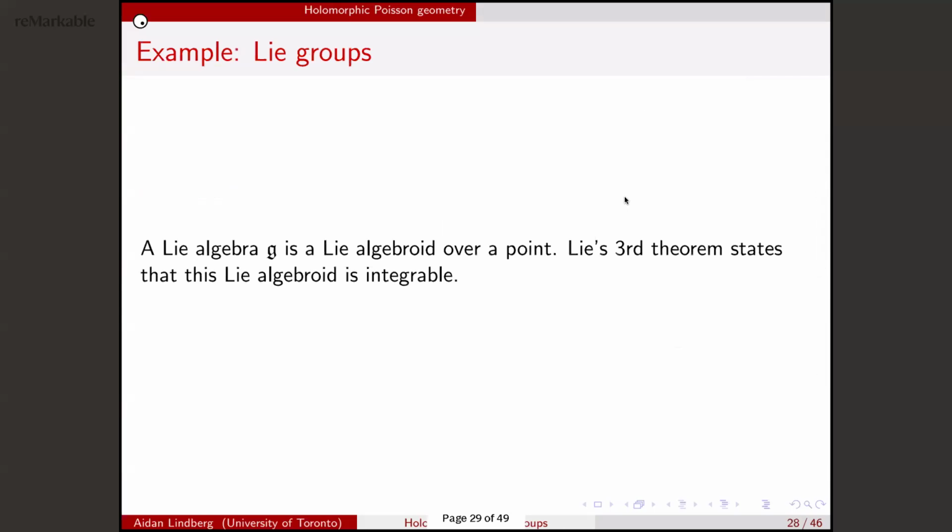So an example is, sorry, a Lie algebra is just a Lie algebroid over a point. Why is this? It's a holomorphic vector bundle over a point, so that is a complex vector space. And it needs to have a map to the tangent bundle of a point, which is just the zero vector space, so there's no data there, and it needs to have a Lie bracket. So if you have a Lie algebroid over a point, that's just a Lie algebra. And Lie's third theorem tells us that all of these are integrable. We can always find a Lie group or Lie groupoid which integrates them.